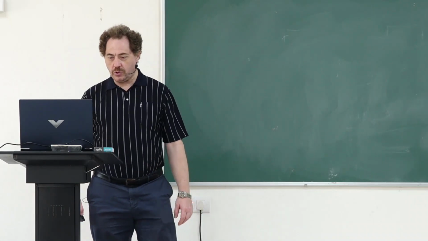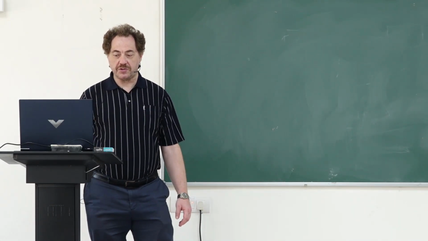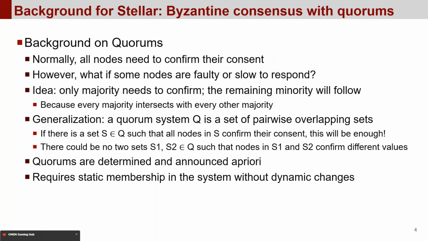Normally all nodes need to confirm their consent. However, what if some nodes are faulty or slow to respond? That's the motivation for using quorums. And the idea is as follows. For majority, like here it's written in the specific case of majority, only a majority needs to confirm, and the remaining minority will follow. So how do we generalize it?